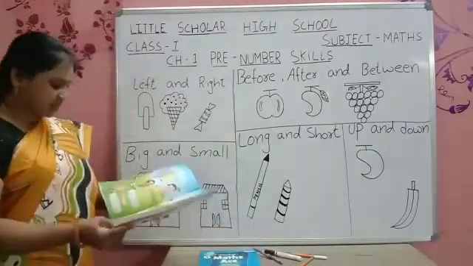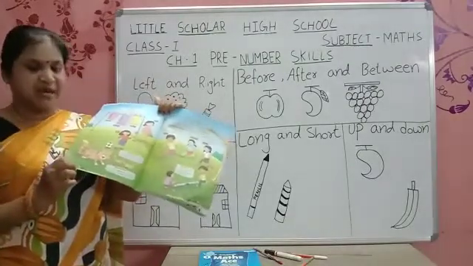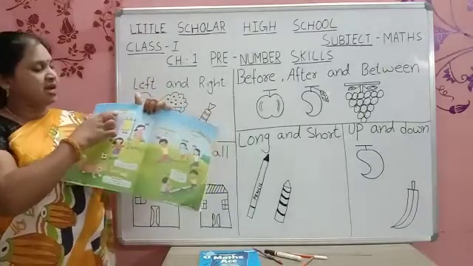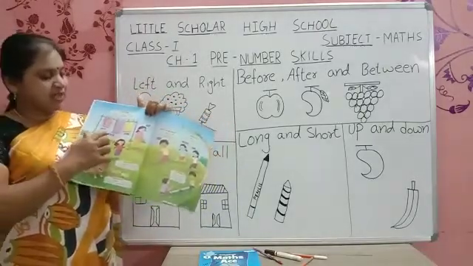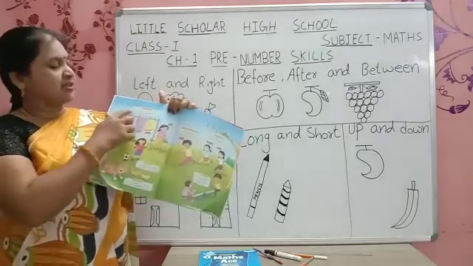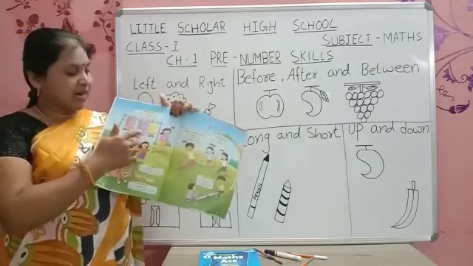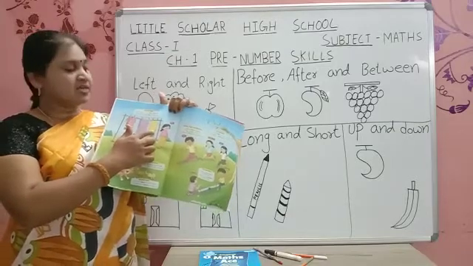Now open your textbook, page number 12. You can see here up, left and right. Here we have a t-shirt, towel and a skirt. Where is the t-shirt? The t-shirt is on the left of the towel. Towel is in between. Left side we have a t-shirt. Right side we have a skirt.